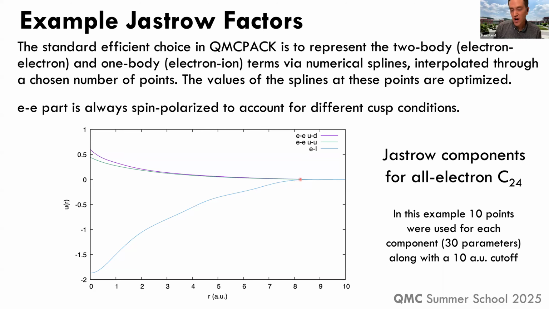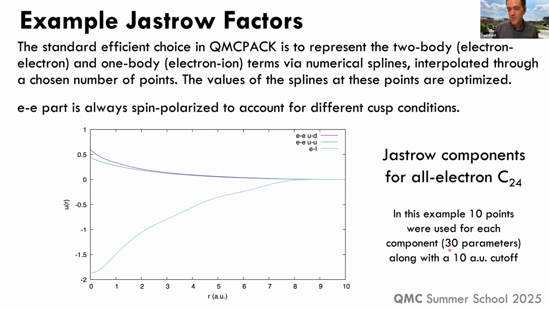And then if we look at an electron-ion term for the same system, this is all found through automatic optimization. We see sort of a larger value also trending towards 0, at about the same distance. And we see maybe there's a bit of structure in this because of the atomic configuration of C24. In this example, this was using the standard Jastrows used by QMCPACK that we'll be pointing you to, which is simply a series of points in real space that it then splines through.